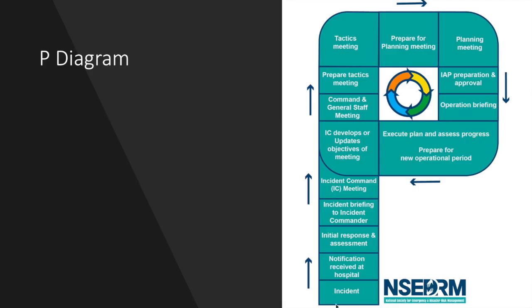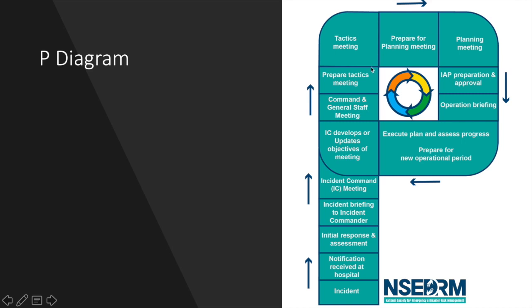Following an incident, notification is received in the hospital. The hospital responds initially with its daily capacity. At the same time, proactively, a hospital incident command system is activated where incident briefing is done. According to the strategy of the hospital, objectives are developed by the incident commander and discussed in the command and general staff meeting. Then a tactical meeting is done followed by a planning meeting.